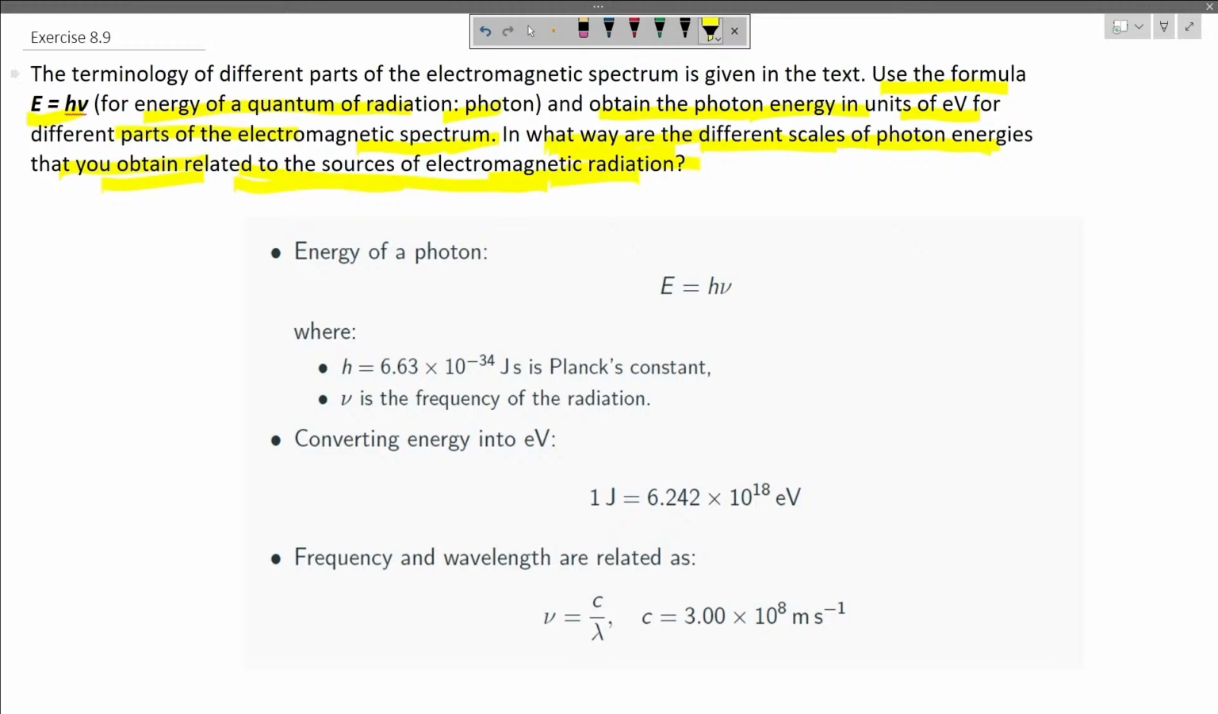So let's start. We know that the energy of a photon is given by E equals h nu, where h is the Planck's constant with the value of 6.63 into 10 to the power minus 34 joule second, and nu is the frequency of the radiation. Now if we relate joule with electron volt, then 1 joule would be equal to 6.242 into 10 to the power 18 electron volt.